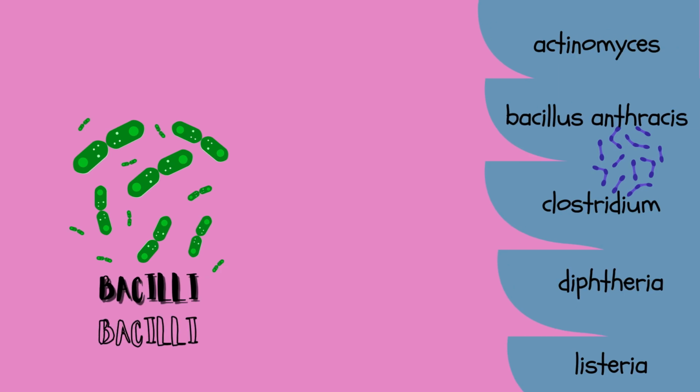Now coming to gram-positive bacilli, which are rod-shaped gram-positive organisms. So you can remember it like A, B, C, D, L. Okay, they are Actinomyces, Bacillus anthracis, Clostridium species, you have Diphtheria and Listeria. Actinomyces, Bacillus anthracis, Clostridium, Diphtheria, and Listeria.